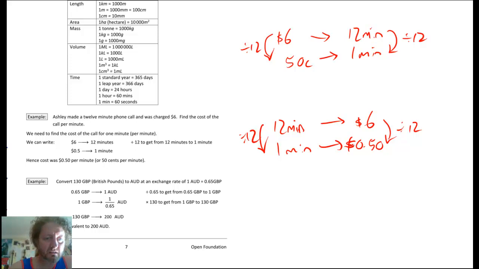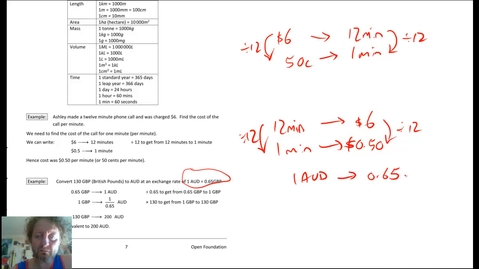The next one, exchange rate. Convert 130 GBP, British pounds, to Australian dollars at an exchange rate of 1 Australian dollar is equal to 0.65 GBP. Well, that's what I'm given this time. I'm given the exchange rate that 1 AUD will give me 0.65 GBP. What do I want to know? I want to know what 130 GBP is. Well, I'm going to write 130 GBP here and try and work out how to get from here to here.